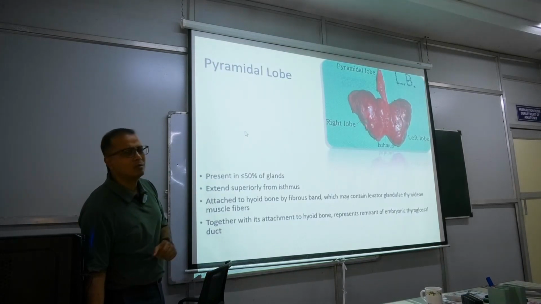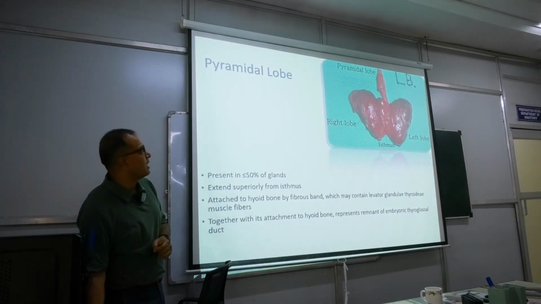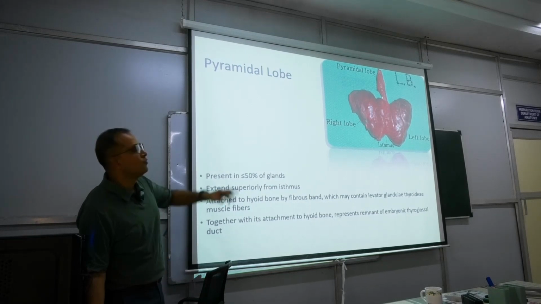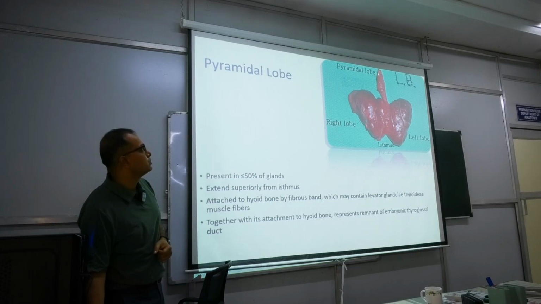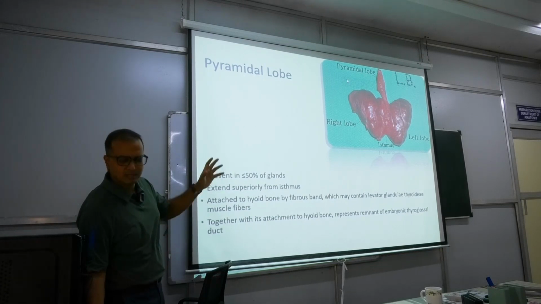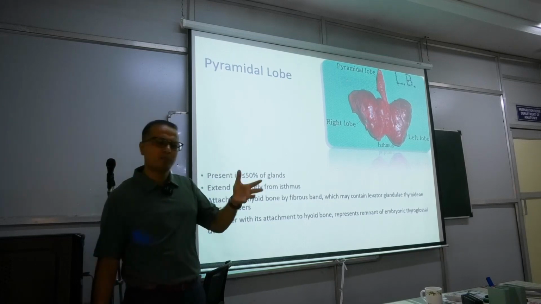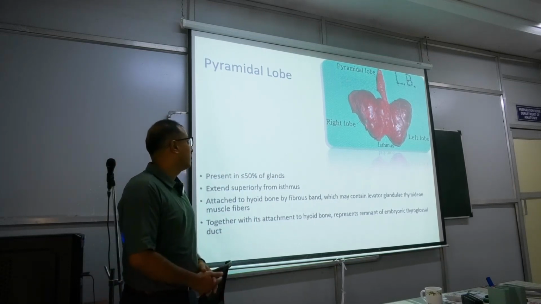This is what we are talking about, the pyramidal lobe. Sometimes on top of the isthmus there may be an additional tissue which is moving up like this. This is thyroidal tissue which is coming from the superior surface of the isthmus. It looks like an additional lobe, and we call it a pyramidal lobe. This normally should not be present. If present, we call this a pyramidal lobe.